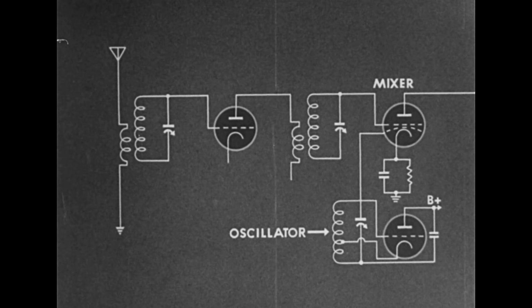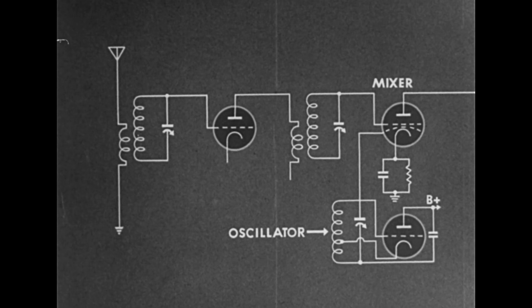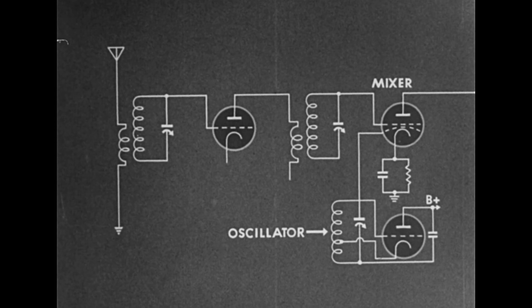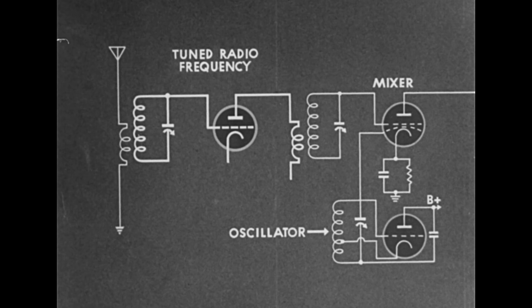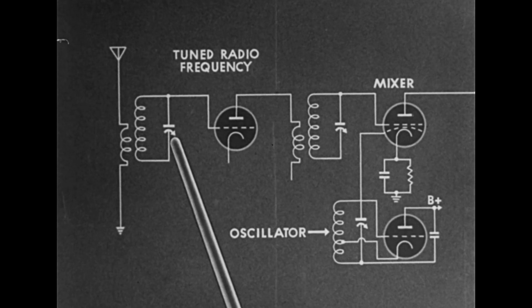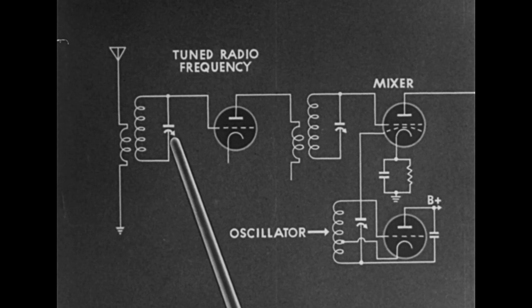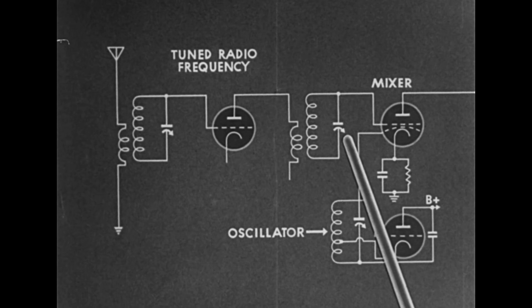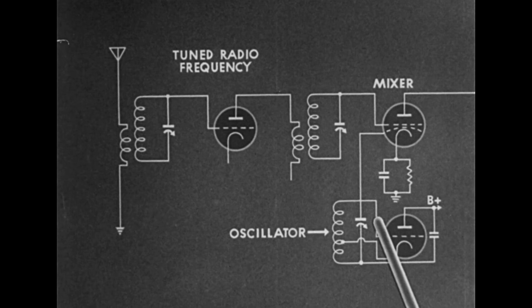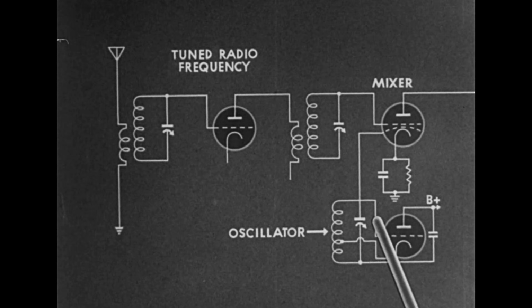Often, a stage of tuned radio frequency amplification is placed before the mixer tube. Here, all three circuits are tuned circuits. That of the radio frequency stage, the tuned grid circuit of the mixer, and the oscillator circuit are, as a rule, tuned in unison using a ganged condenser.